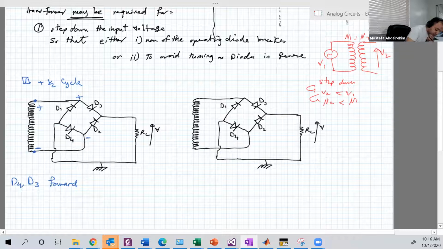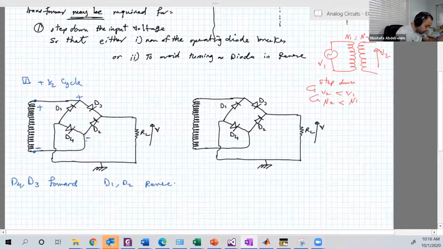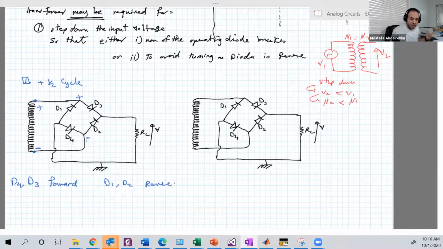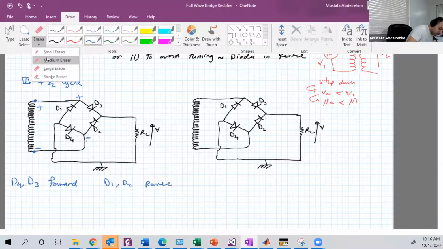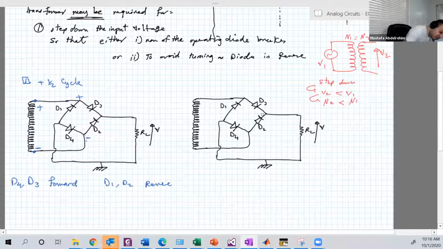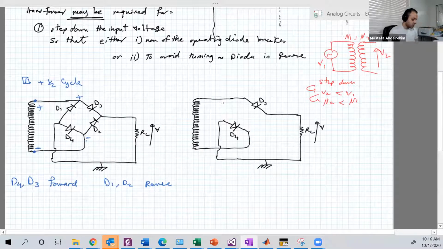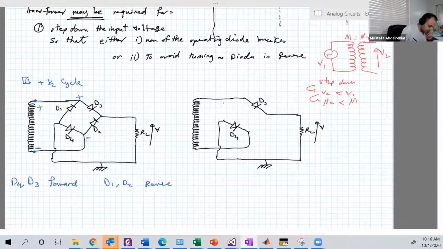D1 has N that is closer to the positive, so D1 and also D2 because its P is closer to the negative, so D1 and D2 are reverse. If they are reverse, you can basically assume they are open circuit, off, because the current in both is zero. So they are open circuit. To make the analysis easier for us, we will just remove them. We'll remove D1 and D2. Open circuit, so you can remove them easily. You can assume for the sake of analysis that they are not there in the positive half cycle.